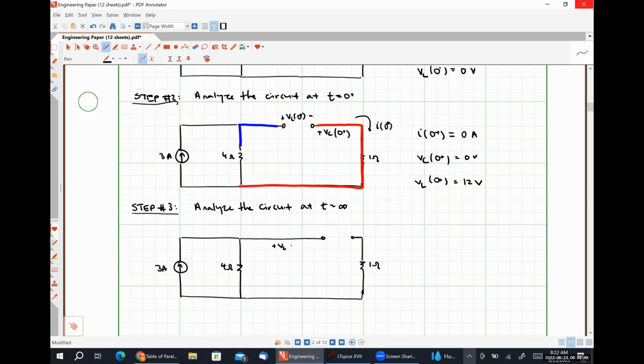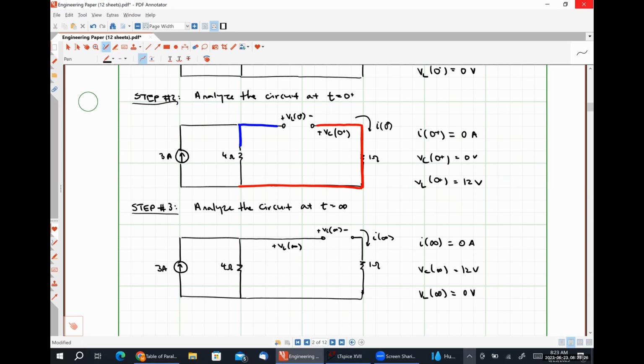So this is VL at infinity. This is VC at infinity. And this is I at infinity. So by inspection, I at infinity is 0 amps. And VL at infinity is 0 volts. VC at infinity should be 12 volts for the exact same reason that VL at 0 plus was 12 volts. So I'm not going to re-explain that. We should all be okay there.